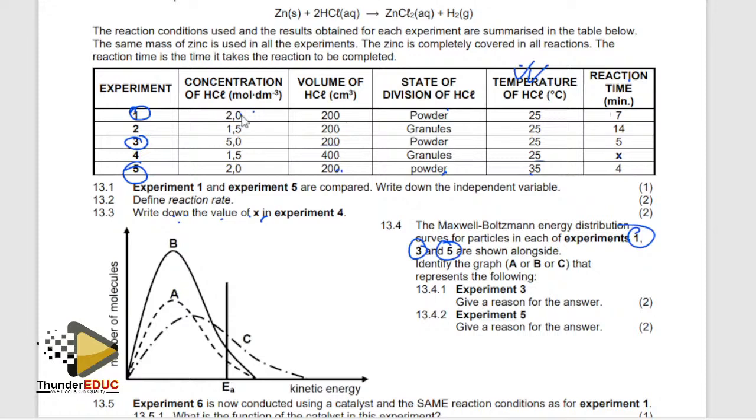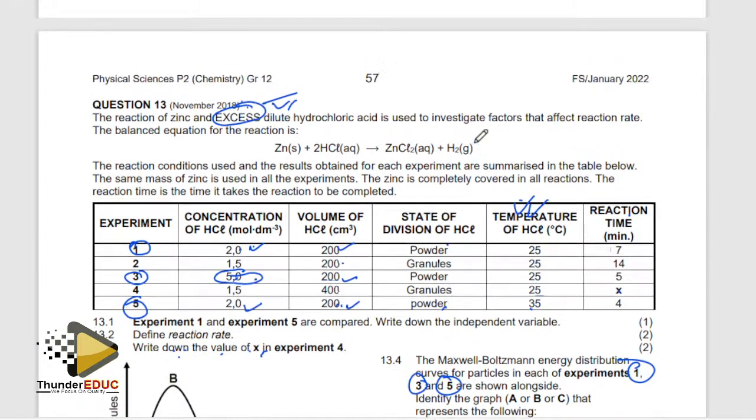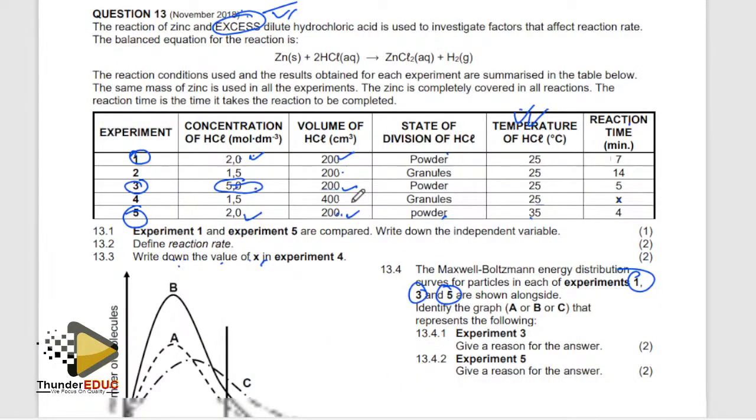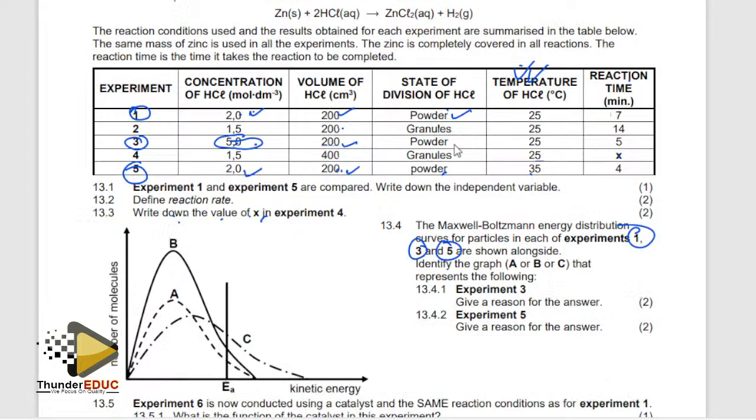Experiment 1, this and this, they are the same. This is different, the concentration. So if the concentration is higher, we expect this to be a little bit faster, but we shall find out if it is going to be faster. Volume doesn't matter. Why? It's the same, and number 2 is dilute, so we said it's in excess; it doesn't affect. State, this is powder, and this is powder, so it's the same. You see now, the first key point is here.